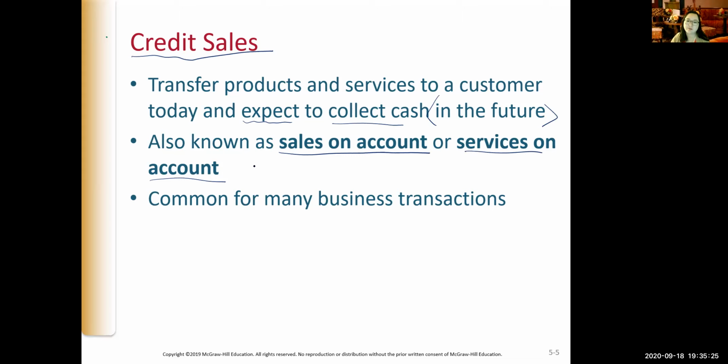Remember in chapter 1 to chapter 3, on the exam, everybody is confused. What is on account? What is on account? But on account means the money is not arriving at the same time as the transaction. Hence, a sale on account or service on account actually implies that the customer is paying us in the future. And it's very common for many businesses.